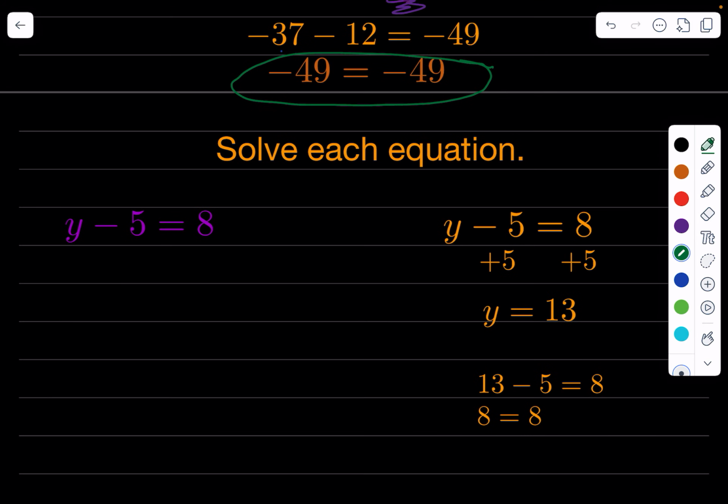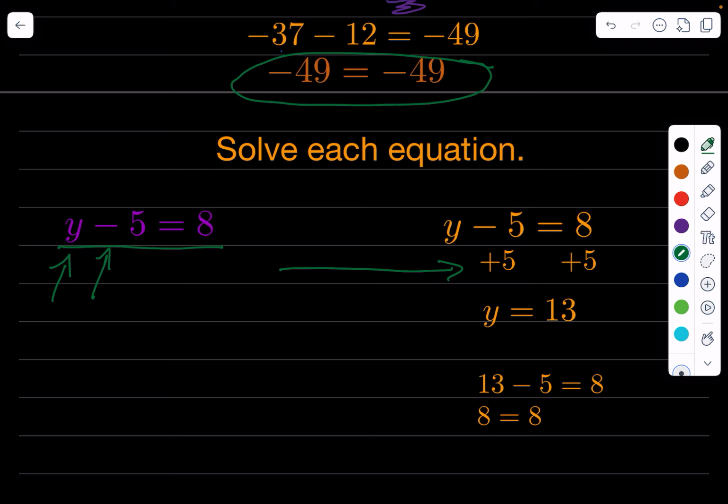Let's take a look at one more example. I have y minus 5 equals 8. It's a linear equation. Back to our original start when we started this video: what type of problem am I trying to solve? I have one variable, y. We have a subtraction sign, and then 2 constants. So we're going to add 5 to both sides.